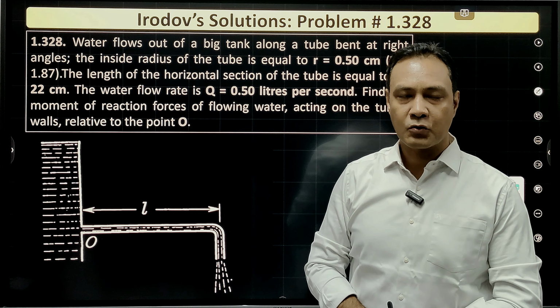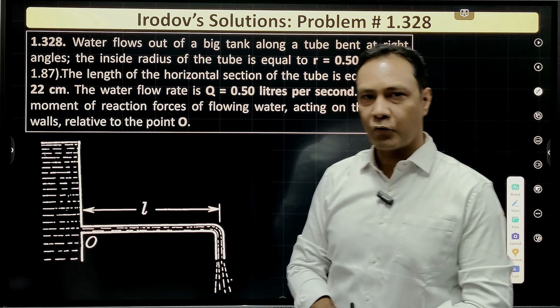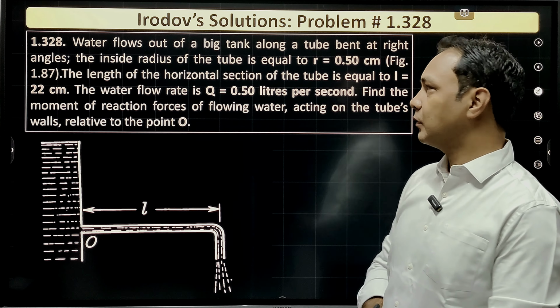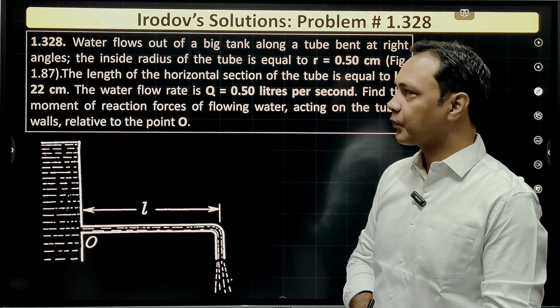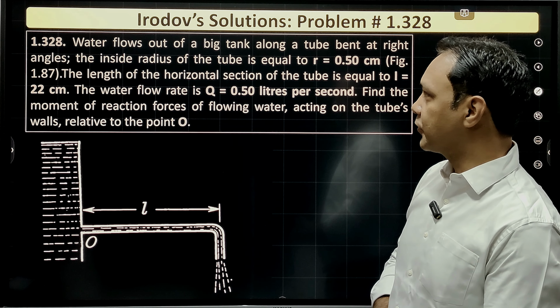Hey audience, let's see this question of Irodov. It's a question of hydrodynamics, again involving the concept of variable mass thrust. This question number is 1.328.